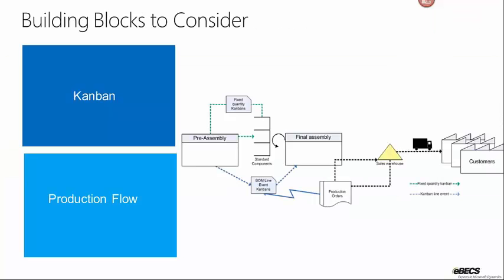The last thing to consider are some building blocks when you actually go to set up lean. So what actually makes up lean? What are the key setup components in AX? Well, there's the Kanban. Those are the electronic signals that we'll see on our production board, and Kanban will indicate when you need to make something. Kanban will indicate you need to move material. And then production flow.